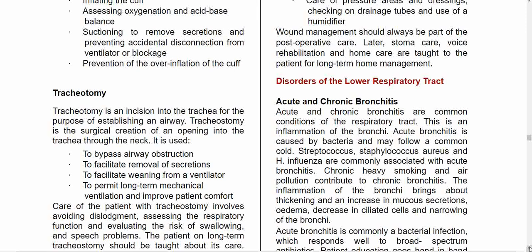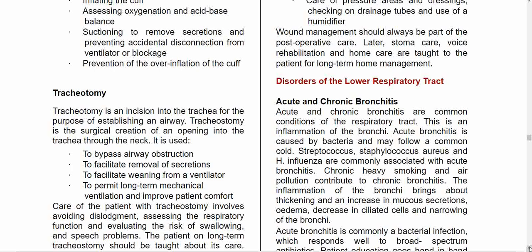Then we have the tracheostomy. That is also mentioned and I never explained. The tracheostomy is an incision into the trachea. So you make a hole in the trachea and you incise, so that when you make the opening, air will enter inside. So it's an incision made on the trachea.